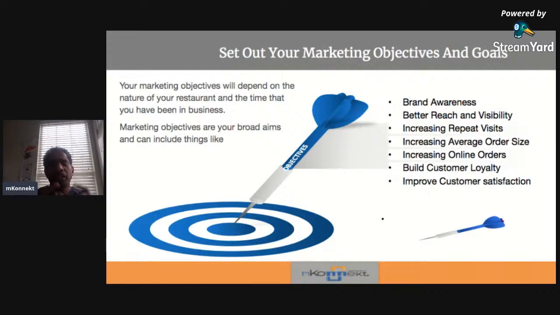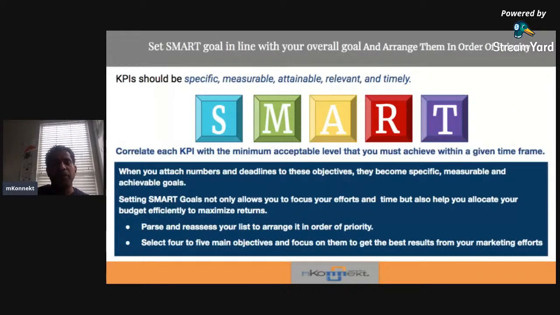So with that, your marketing objective is making sure that you are reaching out to 2,000 people, and then you want to convert them, basically converting 20 orders out of these 2,000 people you're reaching out to. That's your marketing objective for this particular month, right?